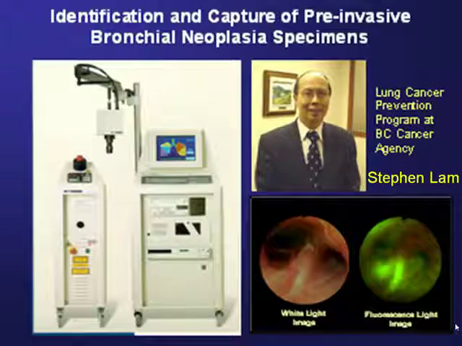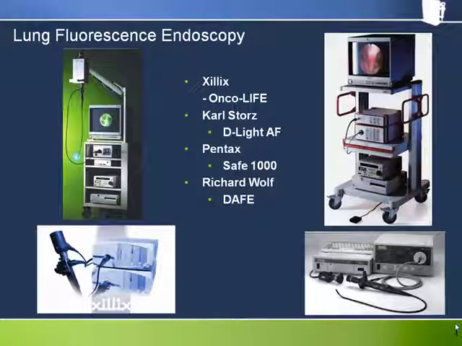Perhaps the first commercial application of fluorescence imaging and visualization arose out of the pioneering work of clinicians and scientists from the British Columbia Cancer Agency in Vancouver, Canada. The OncoLife device, commercialized by a Vancouver-based company, Xillix Technologies, was a fluorescence-based endoscopy system used to help clinicians identify suspicious areas in the lung during a bronchoscopy. The promise of this technique led other major manufacturers such as Storz, Pentax, and Wolf to develop their own lung fluorescence endoscopy systems.